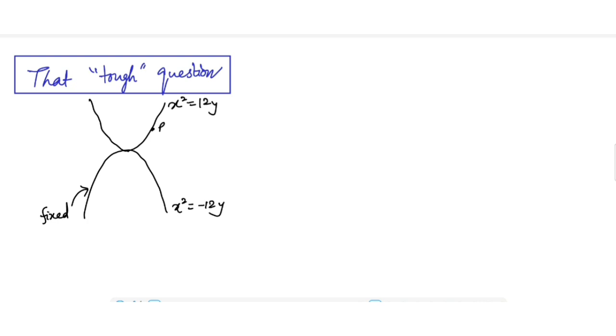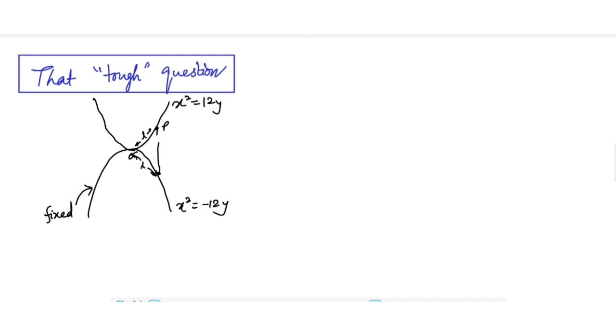Consider a point P on this moving parabola. When does it touch this fixed parabola? If this distance is L, it will touch at the same distance L, and since these two parabolas are identical in shape, the point Q must be the mirror image of point P. If I write the parametric equation of point P, 2at, so 6t, 3t square, then the point Q will be 6t, minus 3t square.